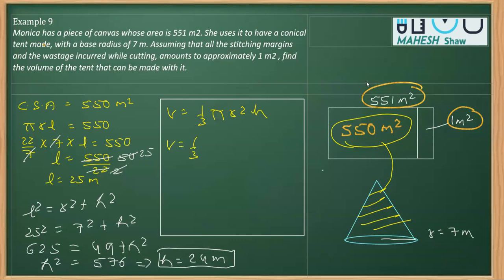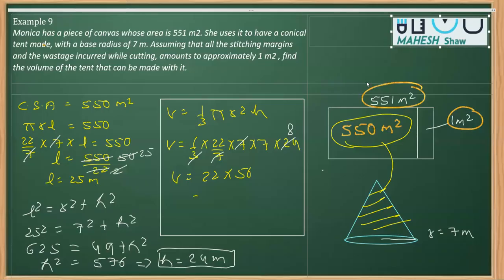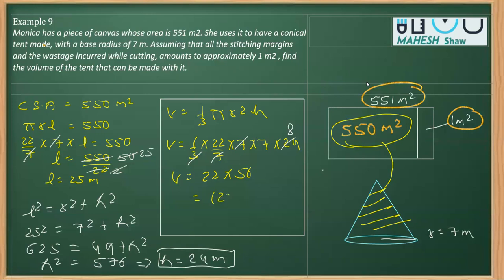So let's place once again pi, which is 22 over 7, radius, which is 7, so 7 into 7, and height, which we have calculated as 24. Now, further, as you can see, 7 and 7 get cancelled, 3 1 times and 3 8 times. So now we are left with 22 into 7 into 8, 56. So 22 into 56 is 1232 meter cube. So we can declare that this is the final volume of the cone that was required to find out.